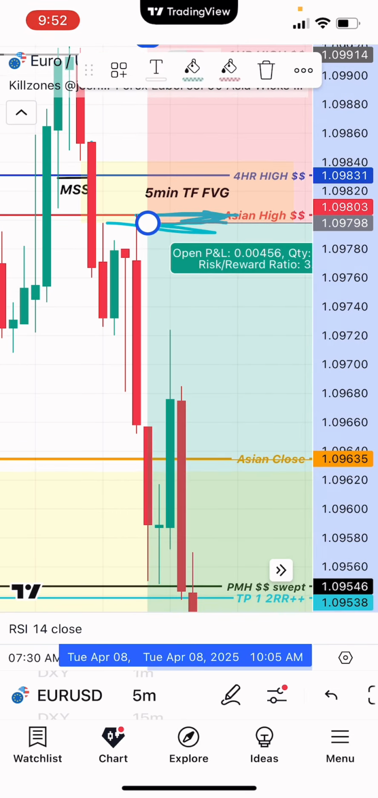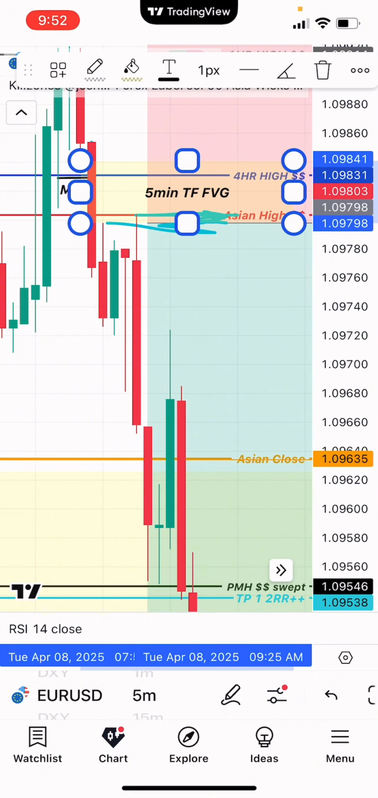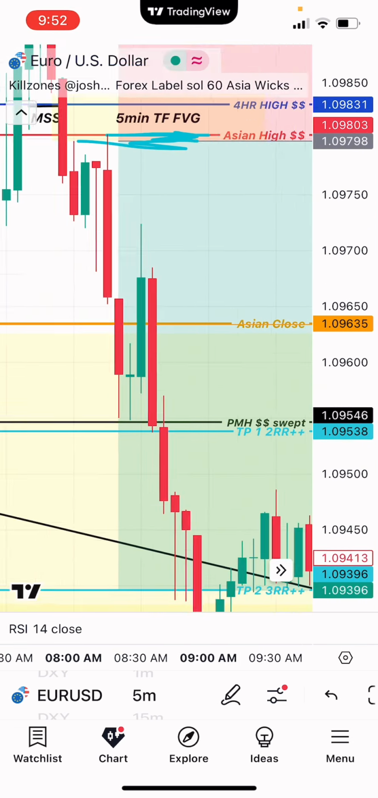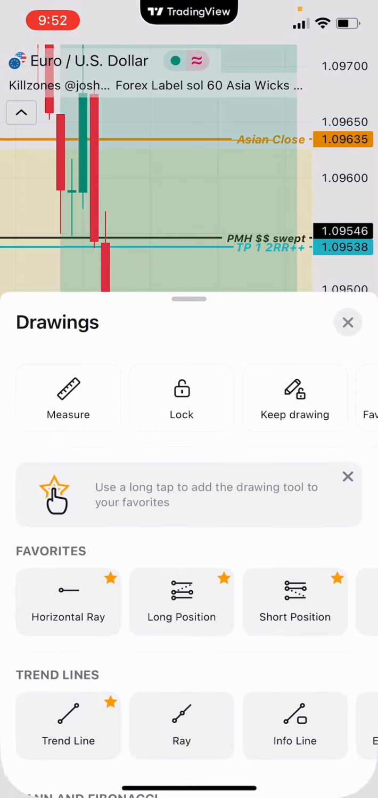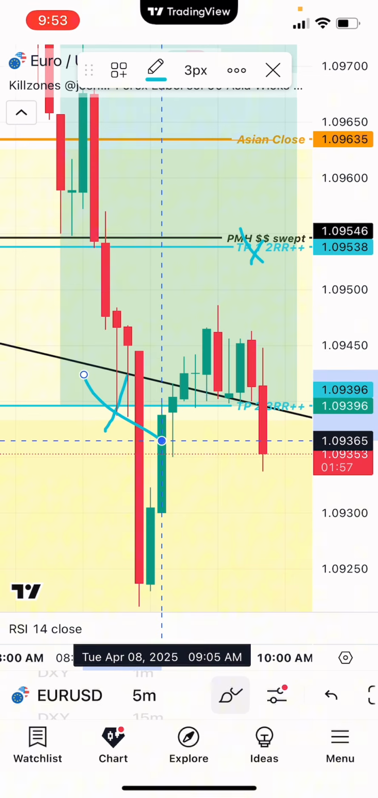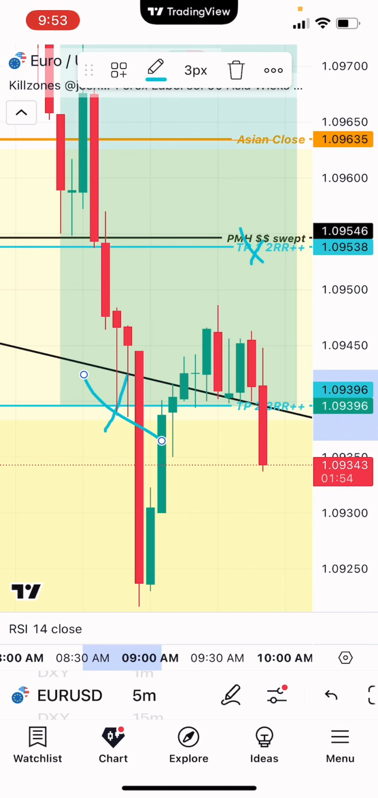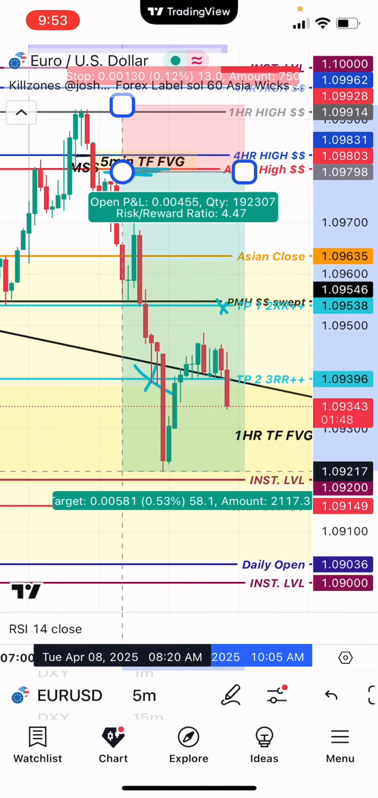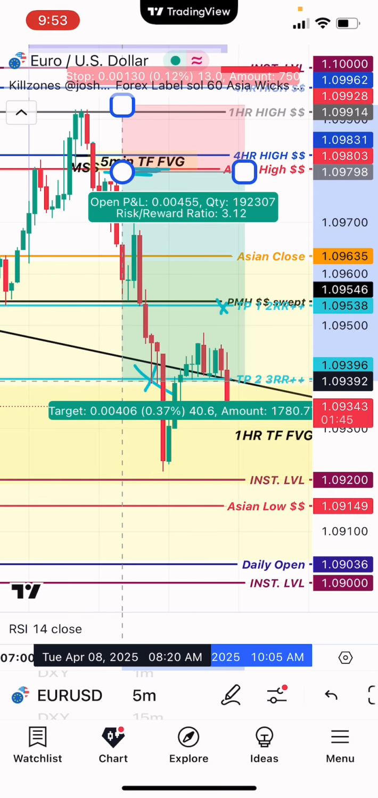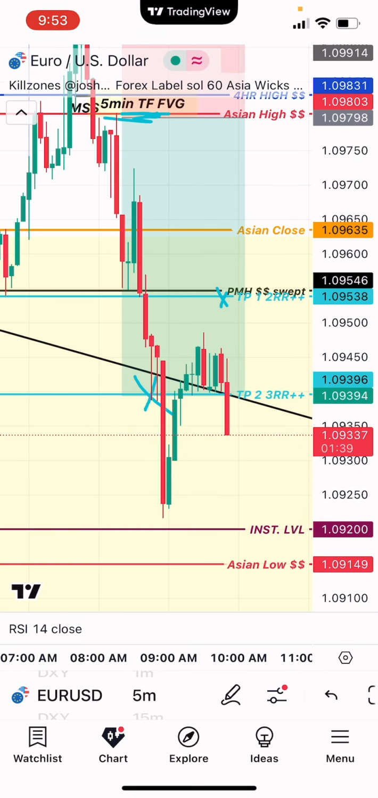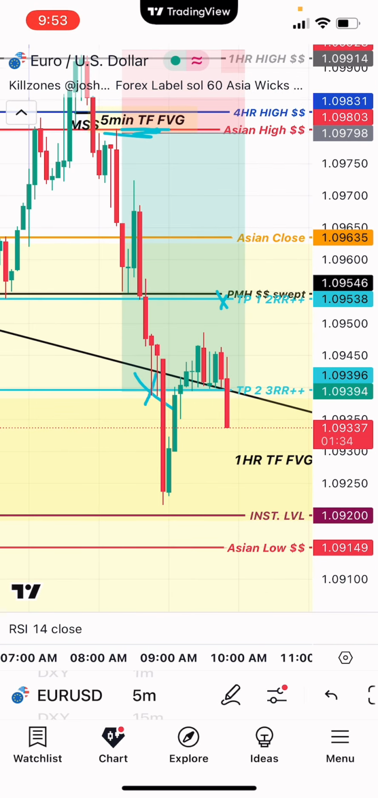So TP1, I target 2RR, which was smashed. Price hit TP1 first, that is this level, then TP2, which was 3RR. But you can see price actually gives you more at times. See, price gave about 4.47R, but I don't care. I have gotten what I wanted from the market. So that's it for today's trade.